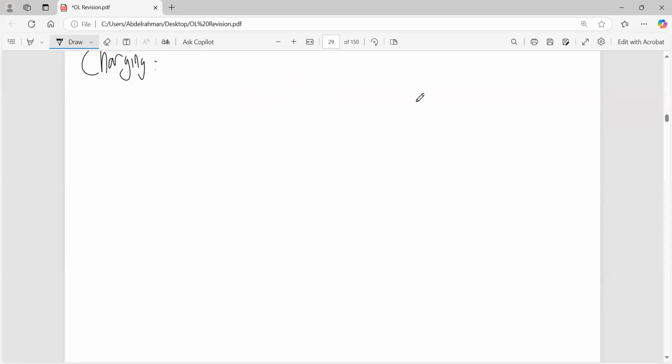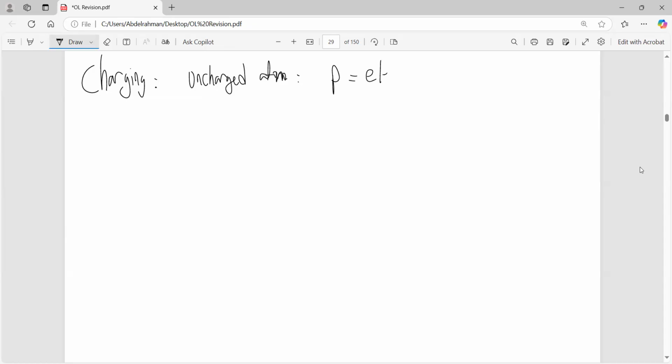But when we talk about an uncharged atom, how can we describe it? An uncharged atom has the same number of protons as it does electrons. So the protons are equal to the electrons. Let me write it down. Protons are equal to the electrons.